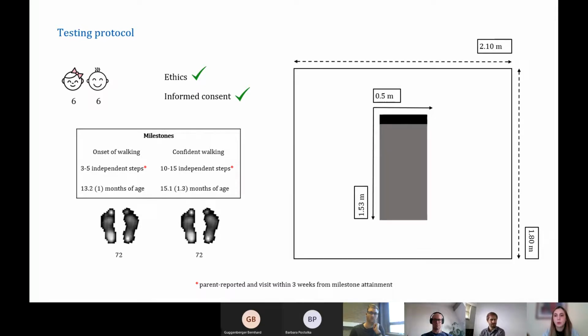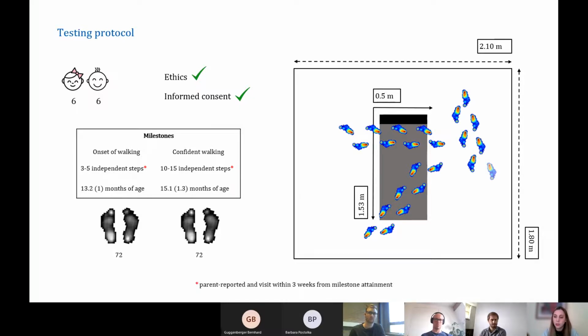The space where we collected the data was a nursery-style environment where we placed an Image Excel platform in the middle with a sensor resolution of 4 sensors per centimeter square. We let infants walk in any direction on the platform without constraining them into straight line walking, because we wanted to capture their everyday walking pattern and behavior.